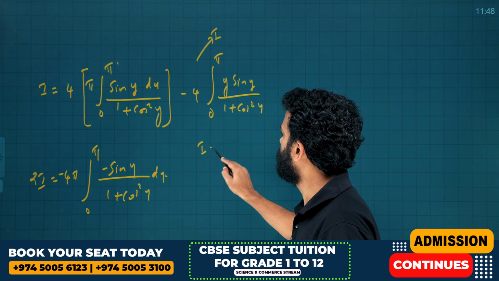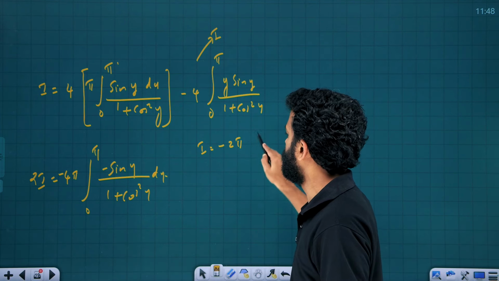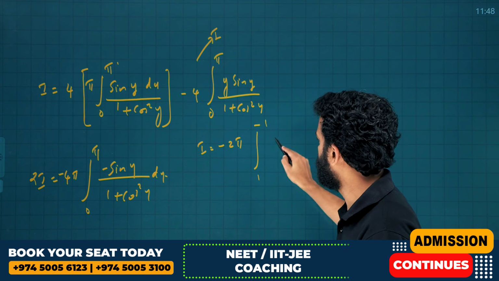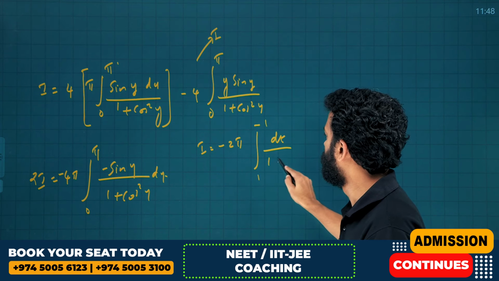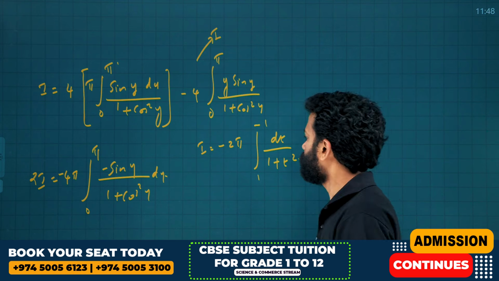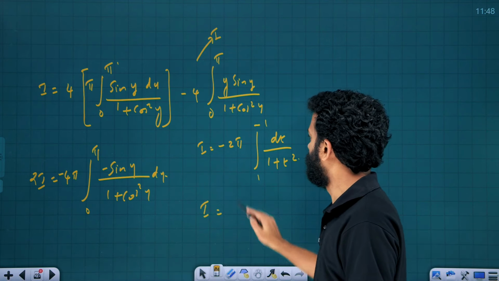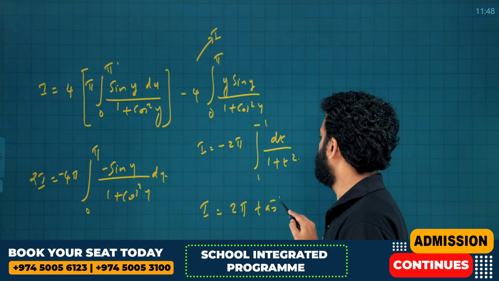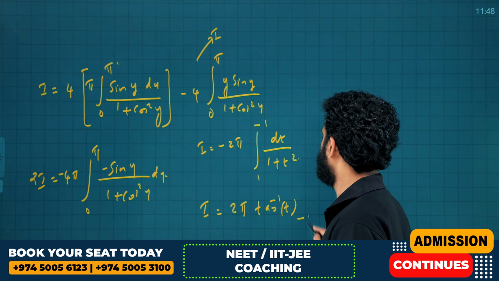Therefore, I is equal to minus 2 pi into, if we substitute cos x equal to t, it will be 1 and minus 1 over here. That is dt by what? 1 plus t square. Okay. So, I is equal to 2 pi into tan inverse t from minus 1 to 1.